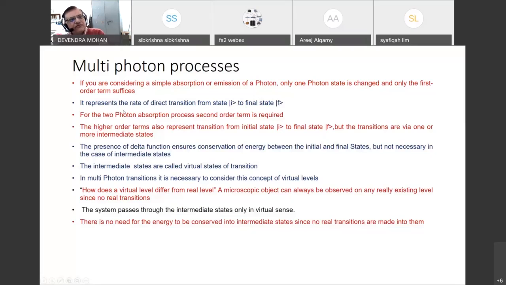So if we are considering a simple absorption or emission of a photon from one state to the other state, it represents the rate of direct transition from initial state I to final state F, say. Then for the 2-photon absorption process, a second order term is required. As you know, we need various terms to be adopted at various stages. The higher order terms also represent transition from initial state to final state, but the transitions are via one or more intermediate states. I will come to the next slide where I will show the intermediate states. With the presence of the delta function, we need to take into consideration the law of conservation of energy as well as the law of conservation of momentum in all the processes.